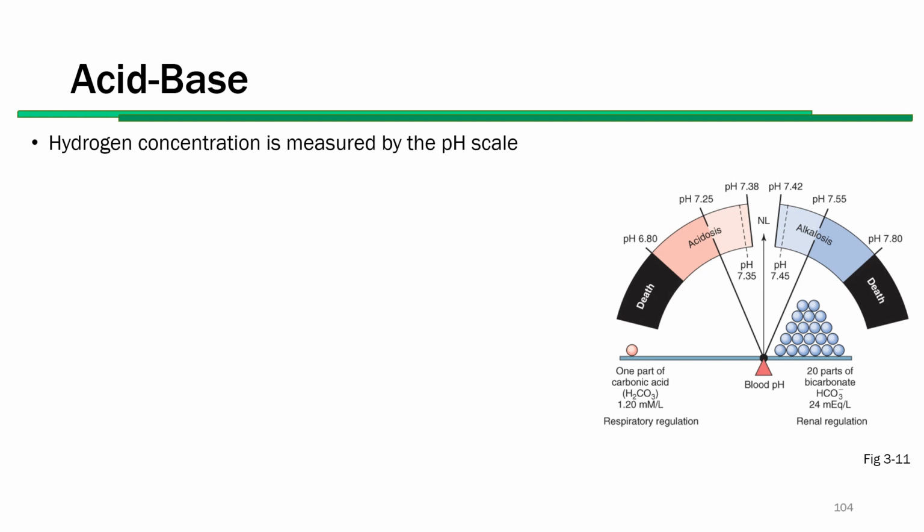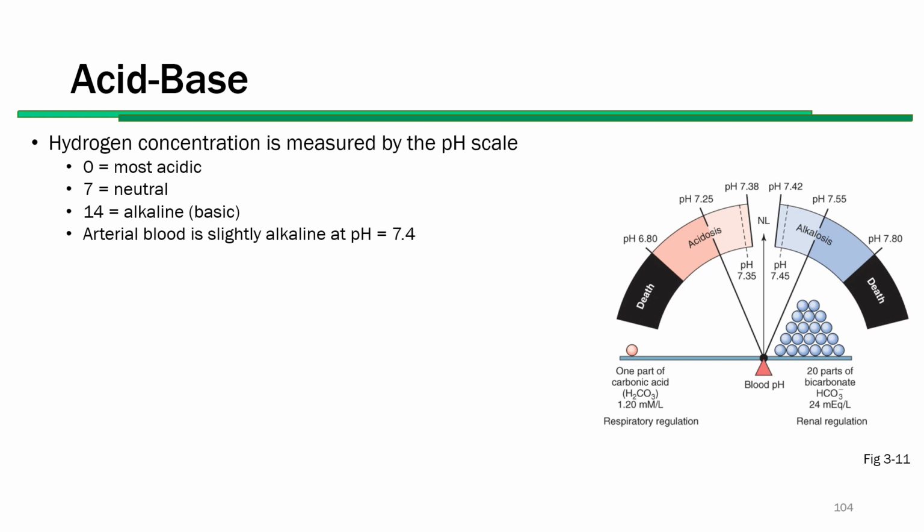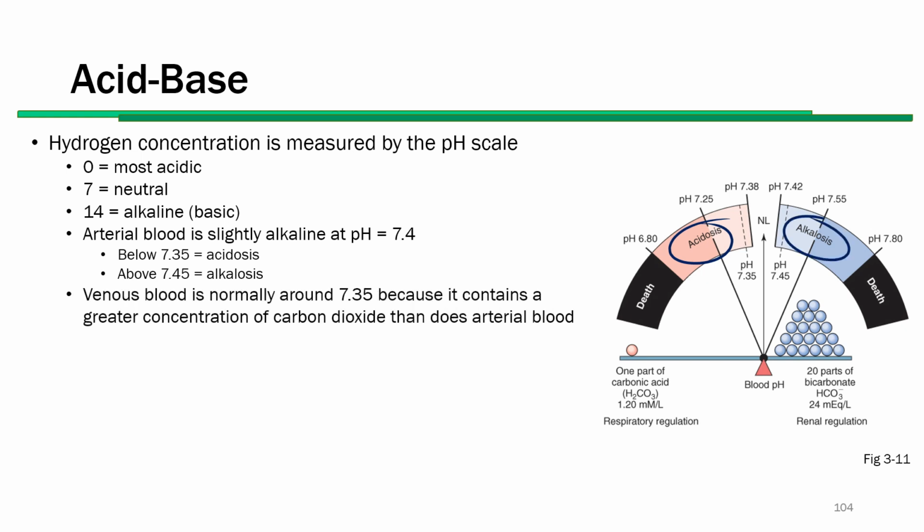Hydrogen concentration is measured by the pH scale. 0 is the most acidic, 7 is neutral, 14 is alkaline. Arterial blood is slightly alkaline at a pH of 7.4. Below 7.35 is acidosis, and you can see that on this picture. And above 7.45 is alkalosis, here on that picture.